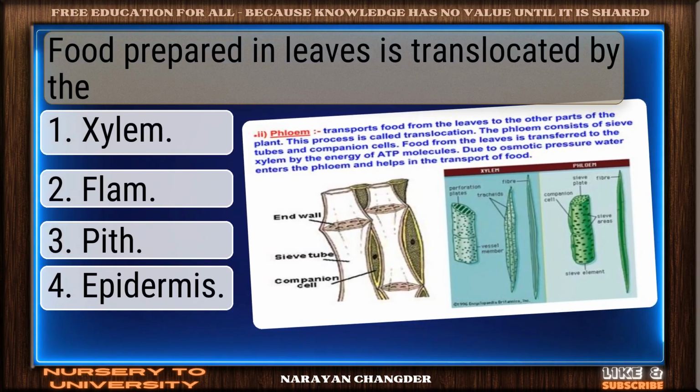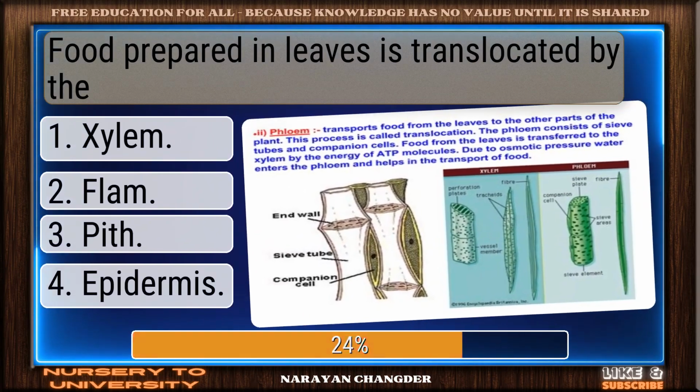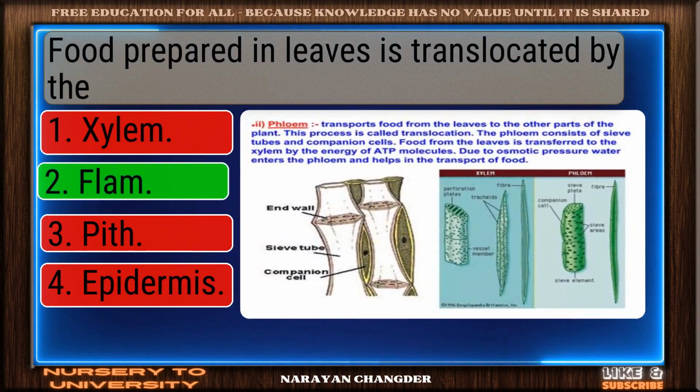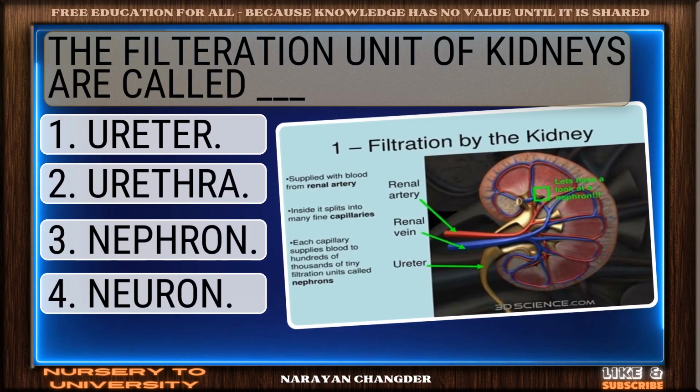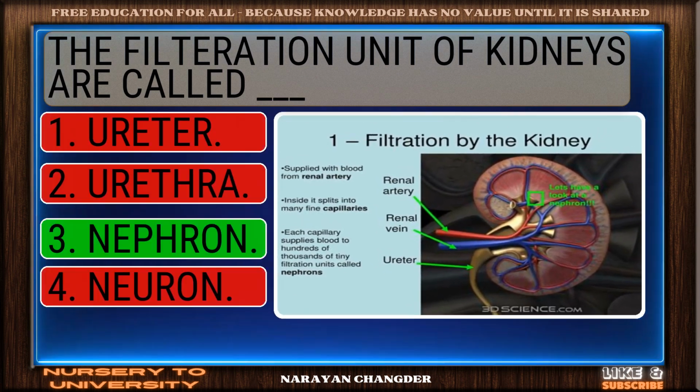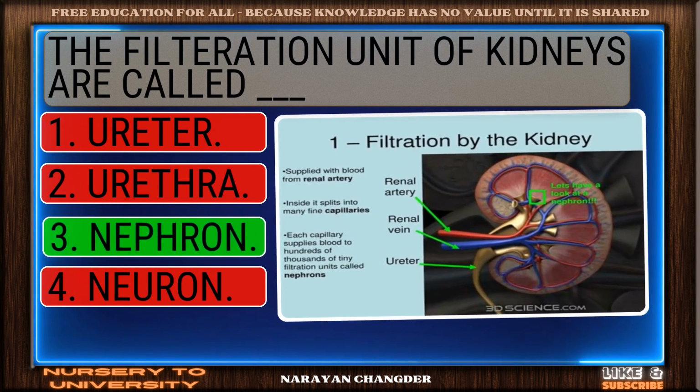Food prepared in leaves is translocated by the. Perfect. Phlegm is the one. The filtration unit of kidneys are called dash. Strong choice. Nephron is right.